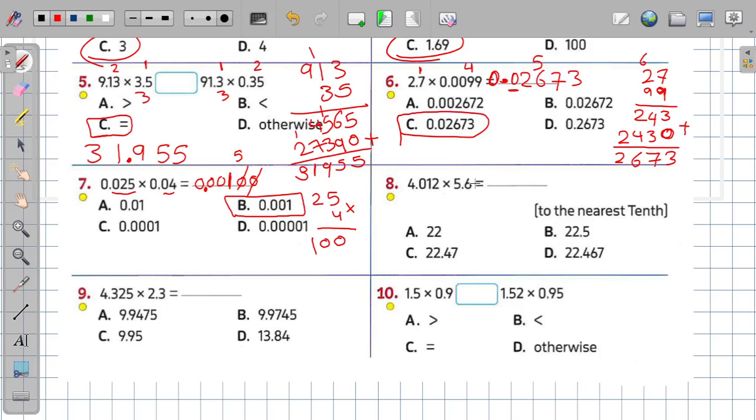Number 8, I have 4.012 by 5.6 equals what? So I want to round it to the nearest tenth. So let's try to multiply first before rounding. I have 4, 0, 1, 2 by 5, 6. Okay, so I have 6 times 2 equals 12. So I have 2 and carry 1. 6 times 1 equals 6 plus 1 equals 7. 6 times 0 equals 0, and 6 times 4 equals 24.